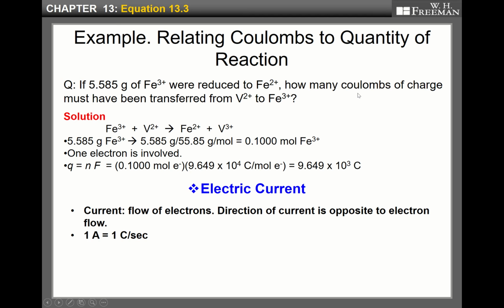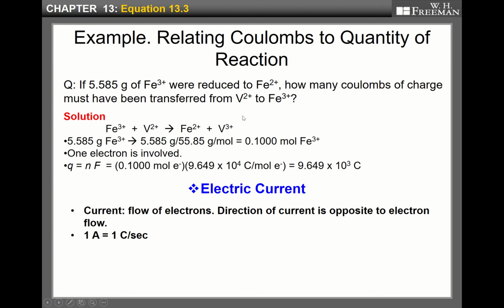Here is a simple example of how to relate the coulombs to the quantity of reaction. The question is: if 5.585 grams of ferric ion were reduced to ferrous ion, it is reduced because the oxidation state becomes smaller, how many coulombs of charge must have been transferred from vanadium 2+ to iron 3+?